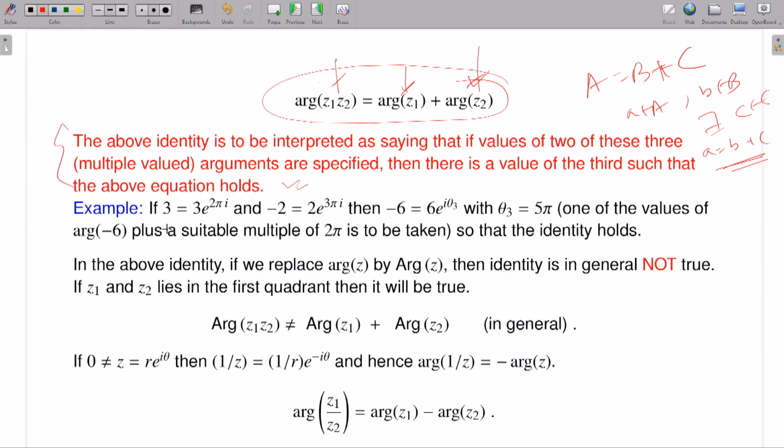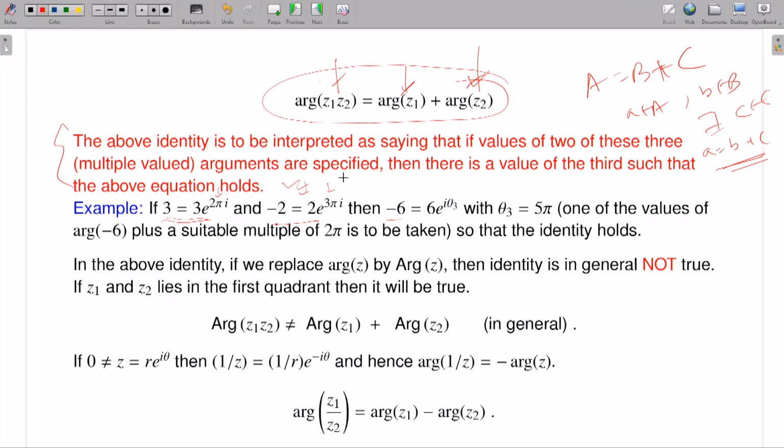One example: suppose I have 3. Now 3 will have an exponential form, R times e to the i theta. R is 3, and theta is 0, so e to the power 2 pi i. So I am assuming 3 is of the form R e to the i theta, then 3 times e to the power 2 pi i, times minus 2 equals 2 times e to the power 3 pi i. And what is the product? 3 times minus 2 is minus 6. Since small arg of 3 is specified, what is the angle? The angle is 2 pi. Small arg of minus 2, what is the angle? 3 pi. This is specified.